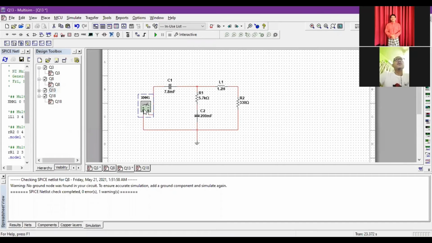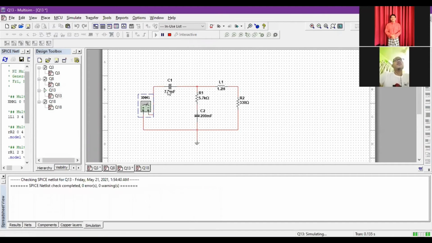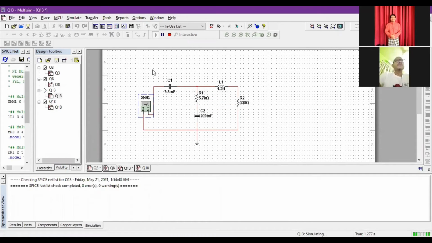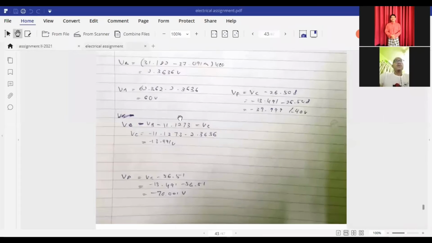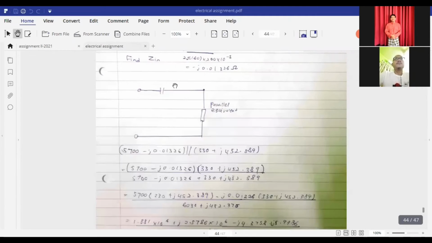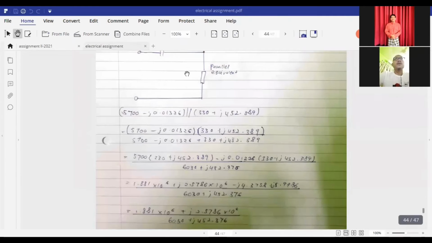The circuit for question 13, I get this for question 13. The calculation for question 13 is we transform this capacitor and the inductor first to find Zin.